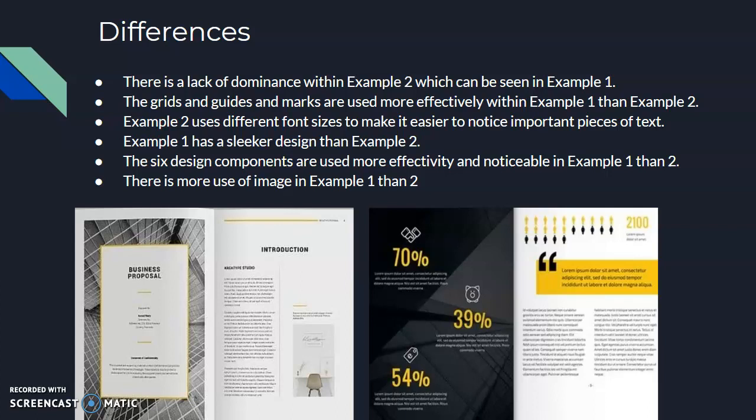Now, grids is a design element, and it can be used. It's used effectively within example 1, as everything is centered perfectly. Nothing is going over the page. Everything is not cut off. You can see it perfectly. It can be understood perfectly. It looks very professional.